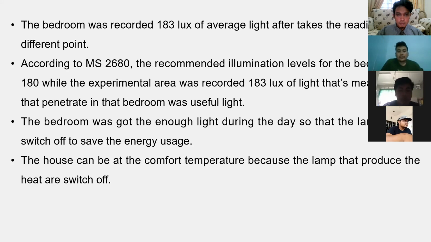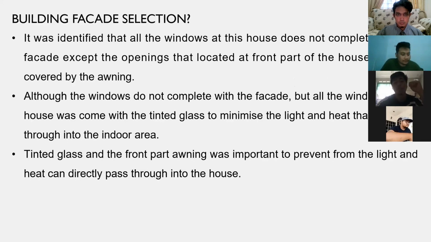The bedroom got enough light during the day so that the lamp can be switched off to save energy usage. And for your information, the people in that house actually benefit from the natural light because they use it in their daily activities. So the house can be at a comfortable temperature because the lamps that produce heat are switched off. So I will pass to the next group member to present the next part.